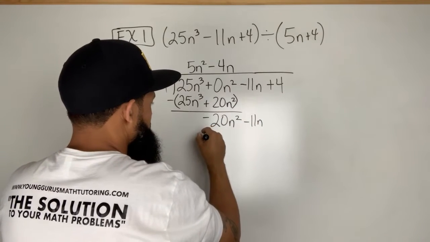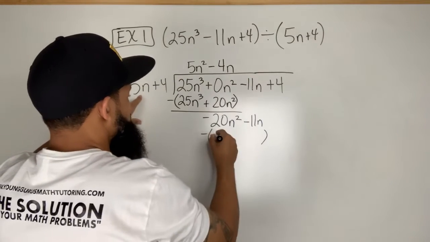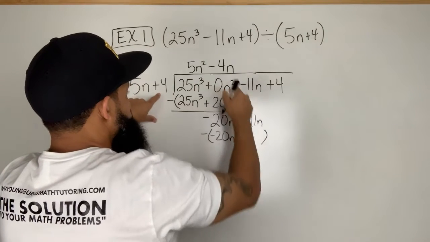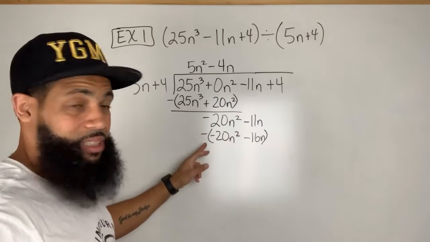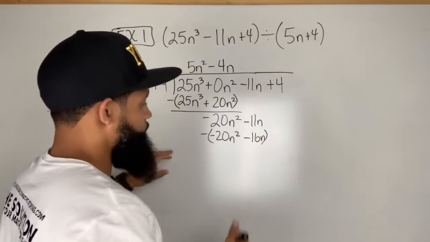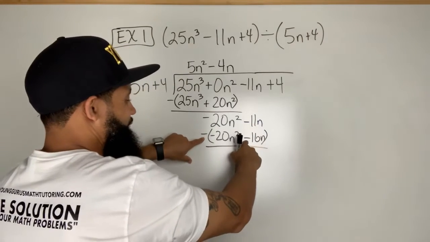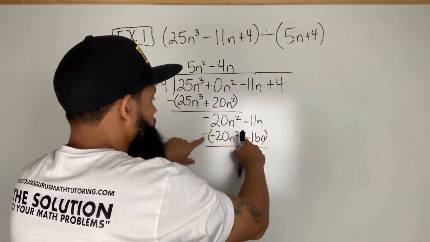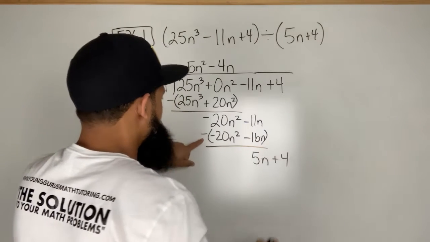I'm sorry about doing that. And then I multiply again. 5n times negative 4n is negative 20n squared. 4 times negative 4n is negative 16n. Negative 20n squared, remember, when I subtract a negative, that's the same thing as adding. So negative 20n squared minus negative 20n squared gives me 0. And then negative 11n minus negative 16n. Whenever you subtract a negative, it's just like adding. So negative 11n plus 16n is going to give me 5n. I bring down my plus 4.